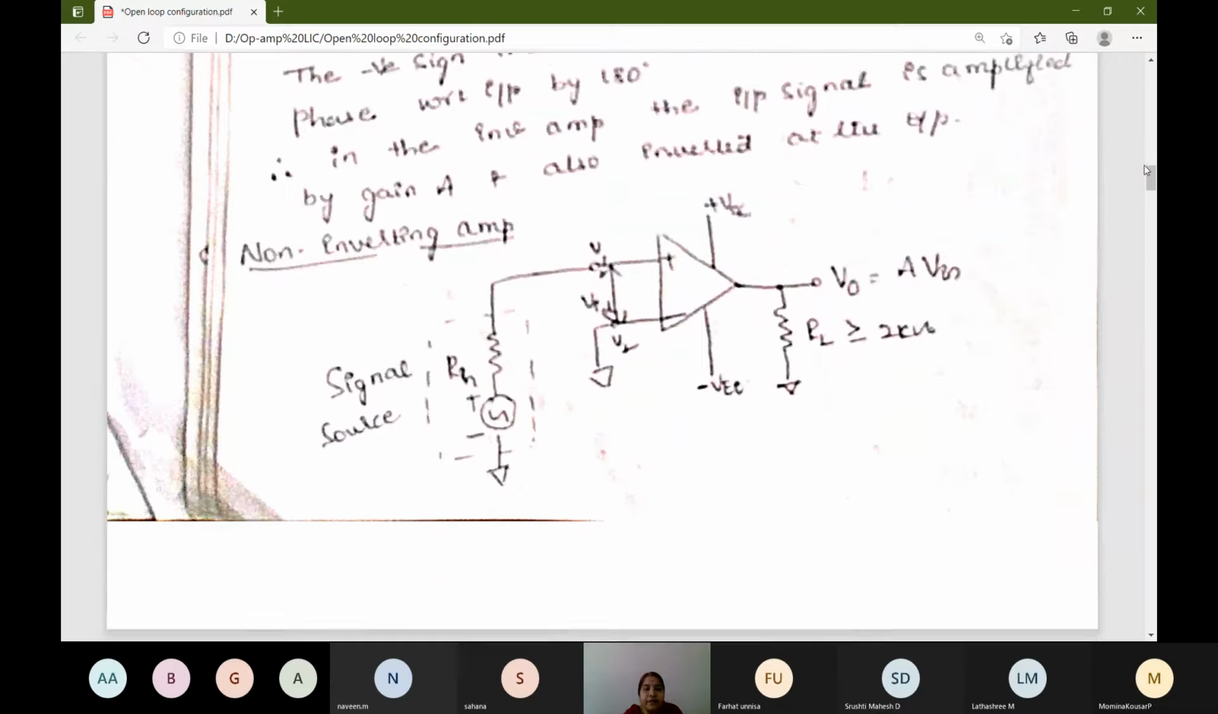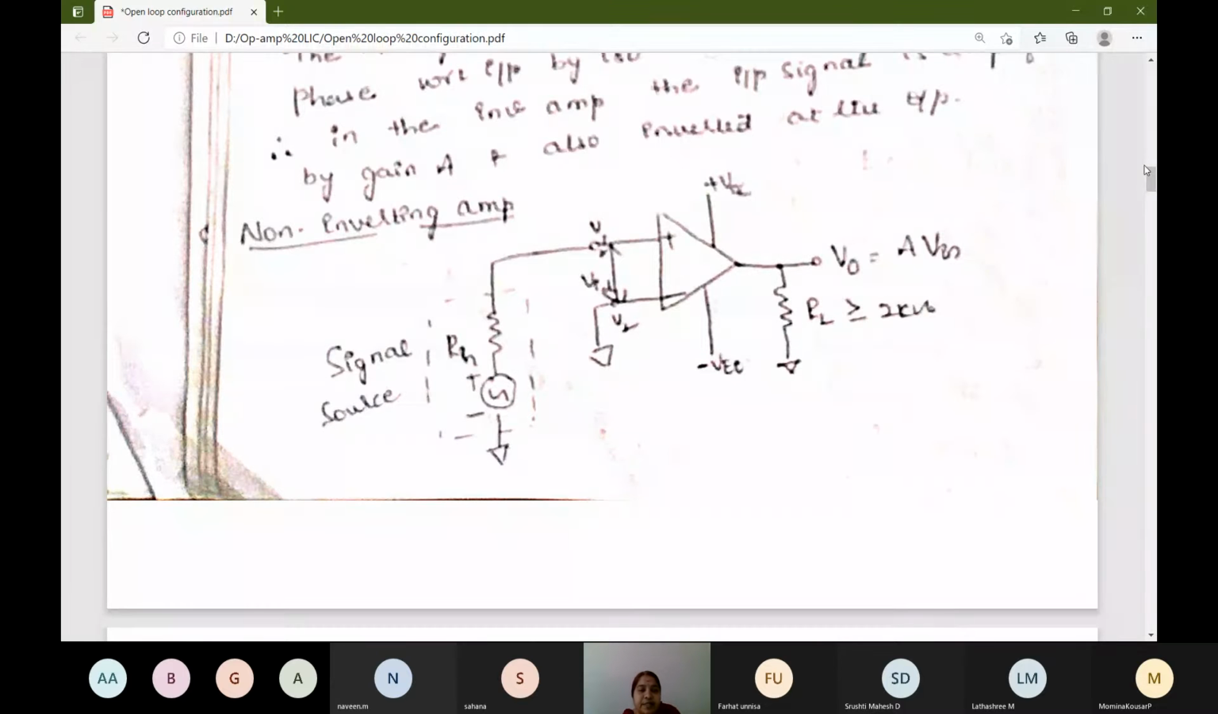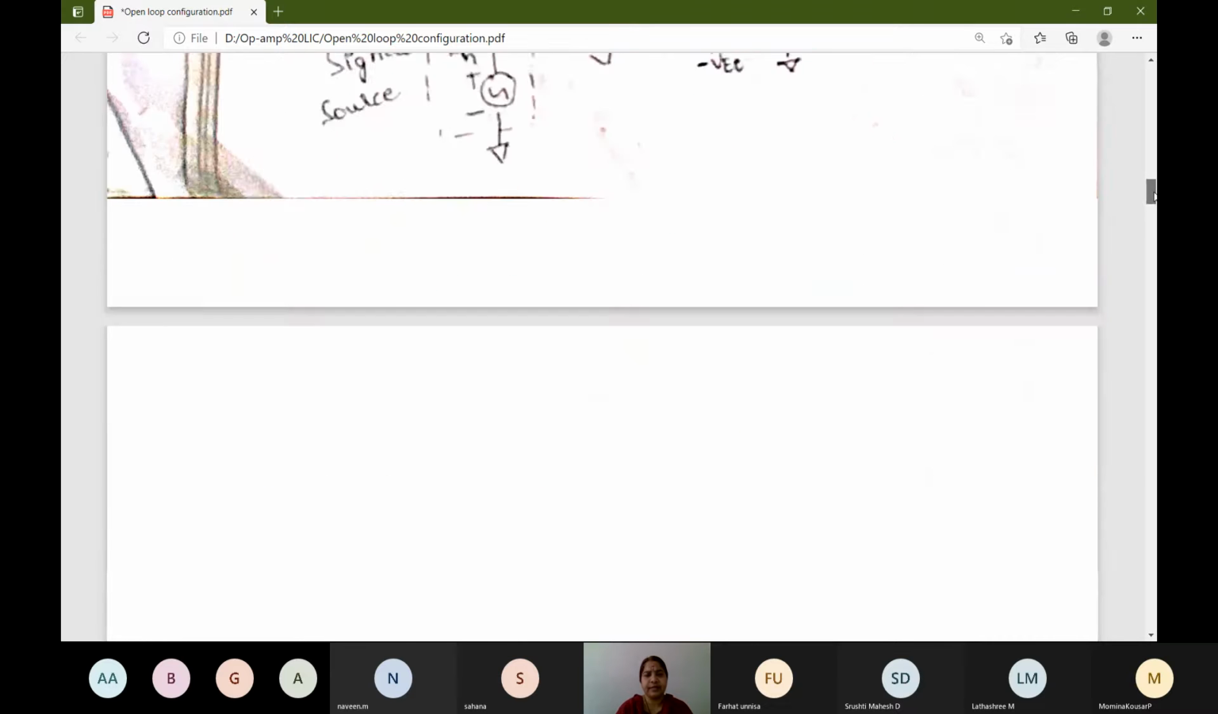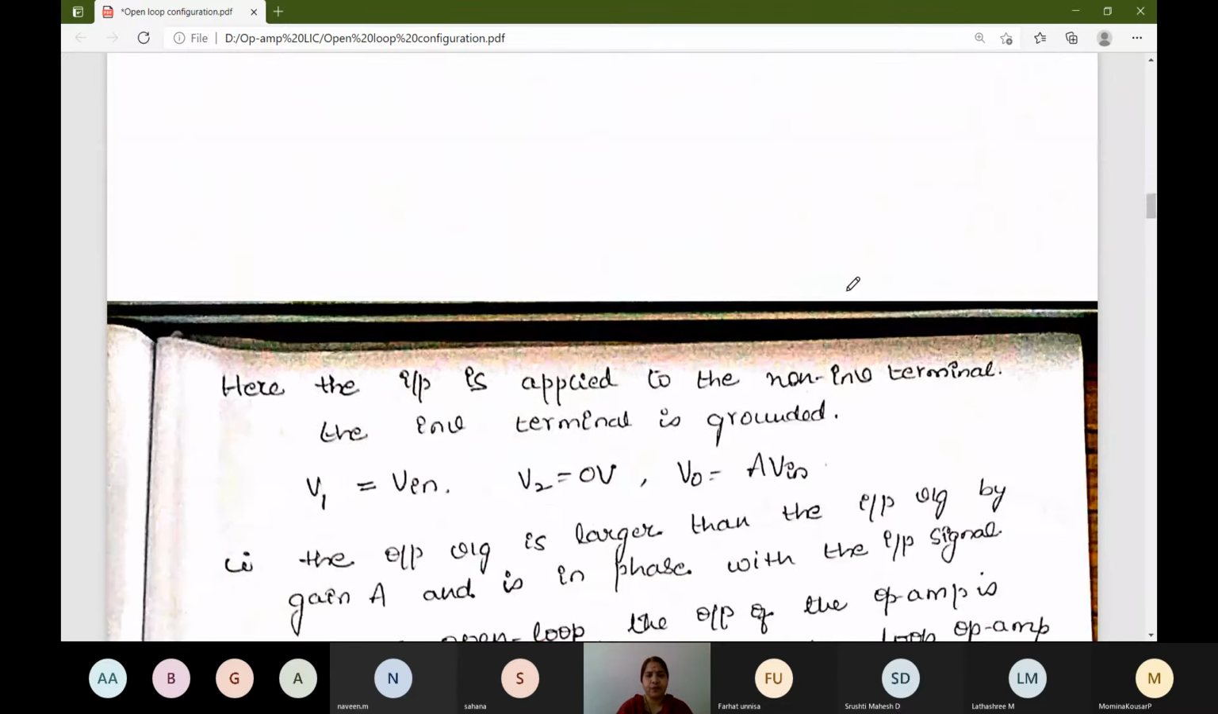Next we'll go with the non-inverting amplifier. Non-inverting means it is the positive. The input is given to the non-inverting terminal, that is the positive terminal, and the inverting terminal is grounded. So V1 is Vin and V2 is 0, and the output will be gain into Vin. What you have to observe is there is no negative sign here, because the output is in phase with the input.